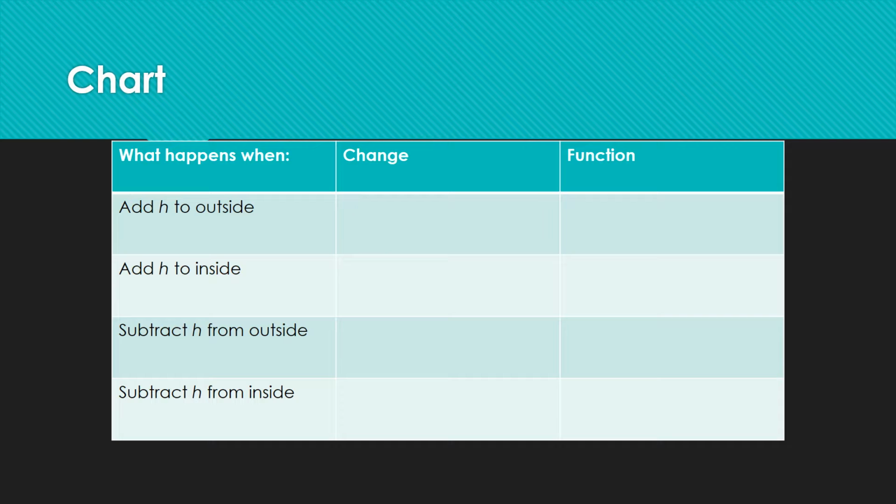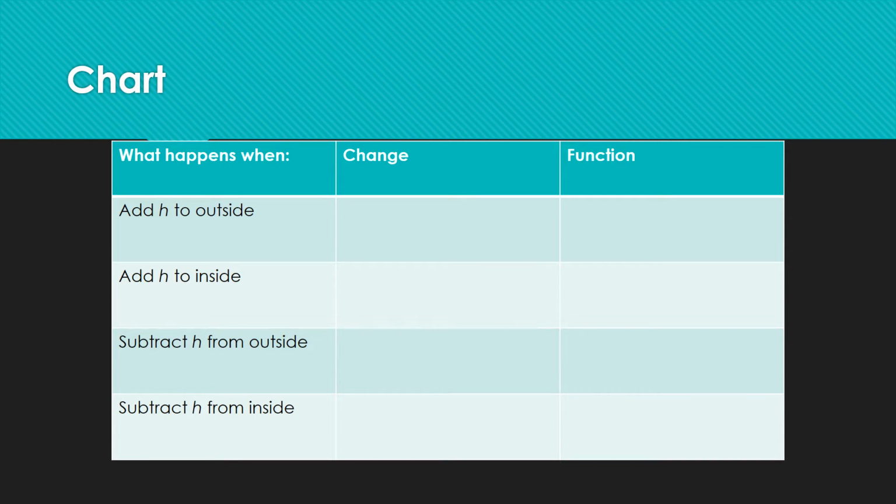Create this chart for yourself and see what happens when you do different things. We'll take a look at what actually happens on the next slide. Pause the video at this point to allow yourself to create the chart, and then take a look at what would happen when you add or subtract different numbers. The chart should be filled in as such.